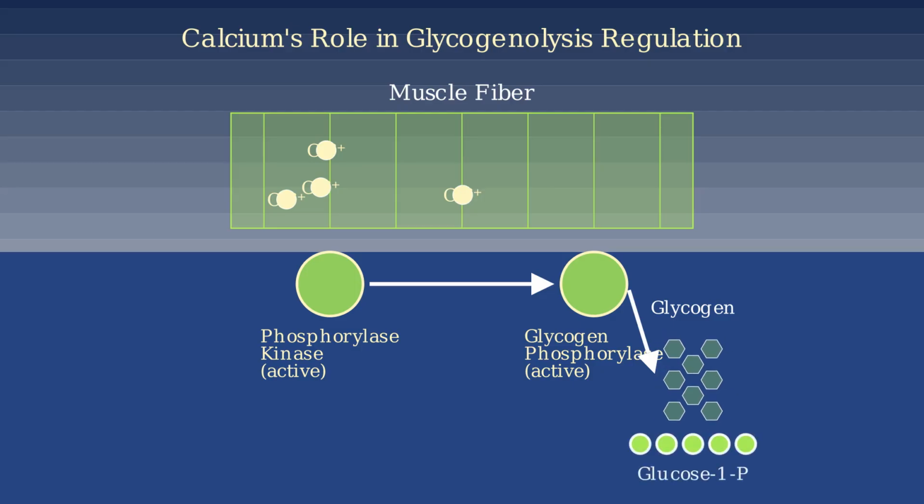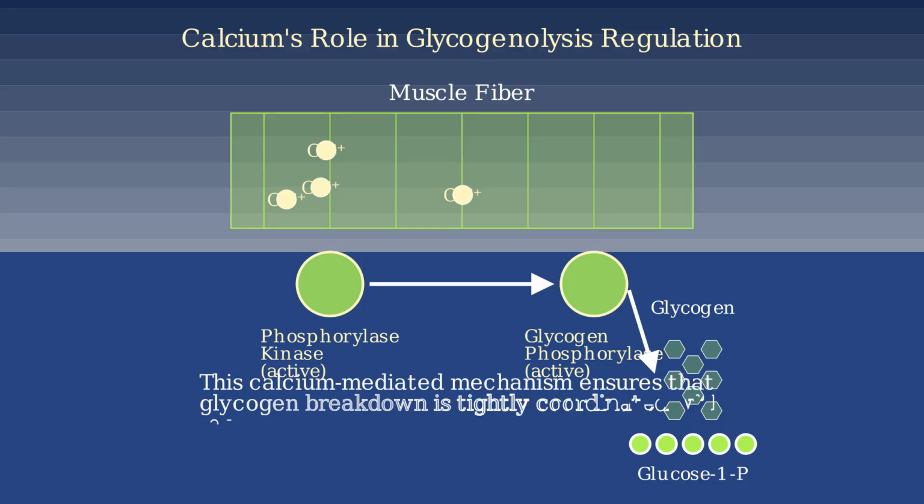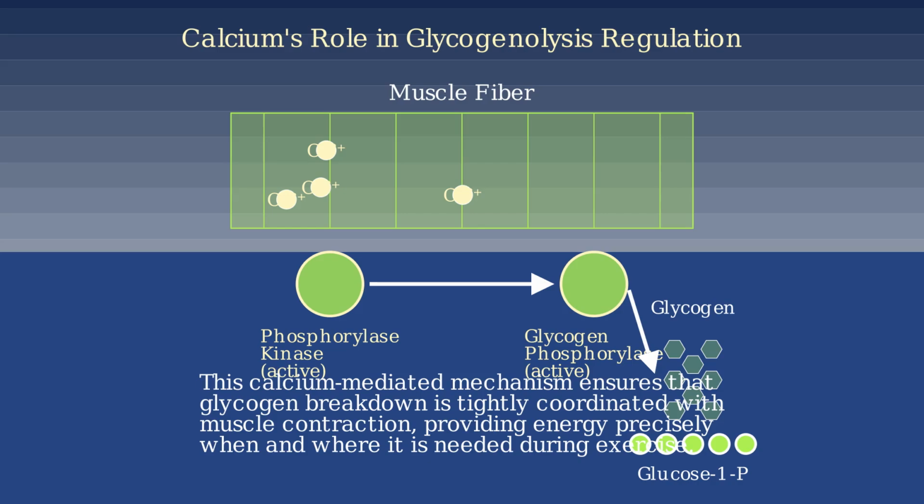Activated glycogen phosphorylase begins breaking down glycogen into glucose 1-phosphate molecules, providing energy for the contracting muscle. This calcium-mediated mechanism ensures that glycogen breakdown is tightly coordinated with muscle contraction, providing energy precisely when and where it is needed during exercise.